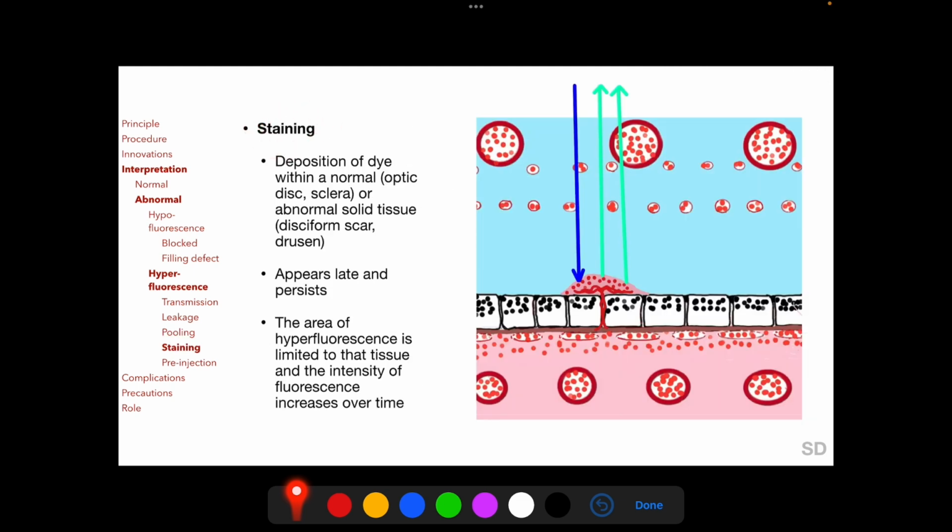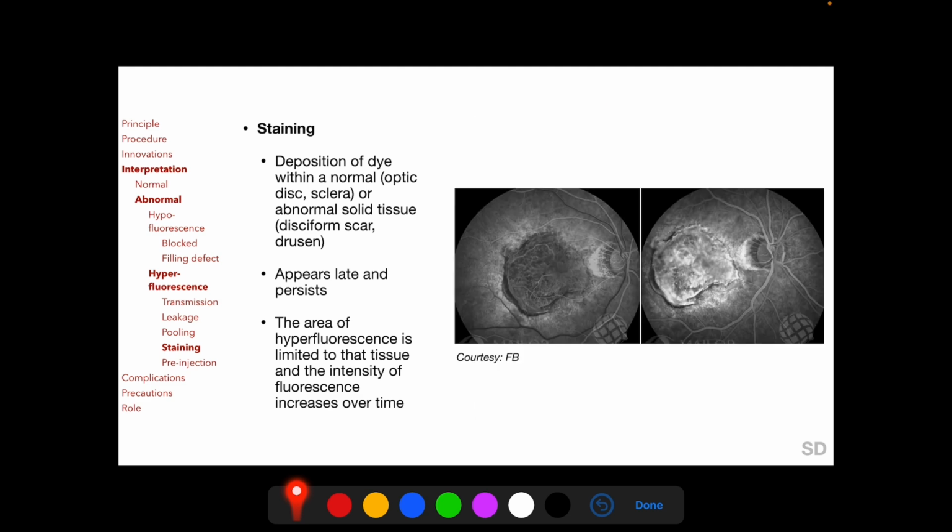Staining is another pattern of hyperfluorescence in which there is deposition of fluorescent dye in a solid tissue which can be normal, such as the optic disc as we have discussed, or abnormal, such as disciform scar and drusen. This diagram represents a disciform scar in which fluorescence infiltrates but later in the angiogram. Staining appears late in the angiogram and persists. The area of hyperfluorescence is limited to the area of the stained tissue, and the intensity of the staining increases over time as seen in these two angiograms.